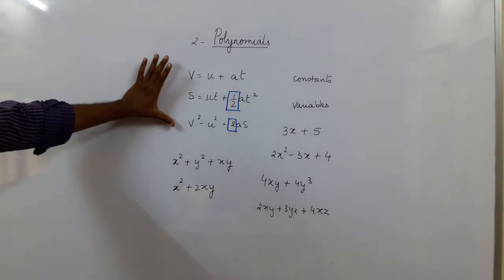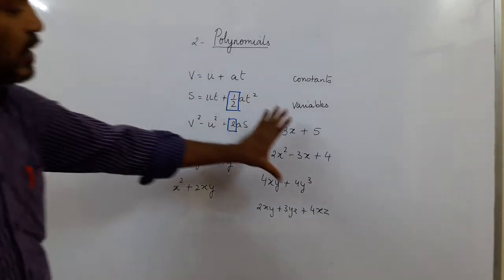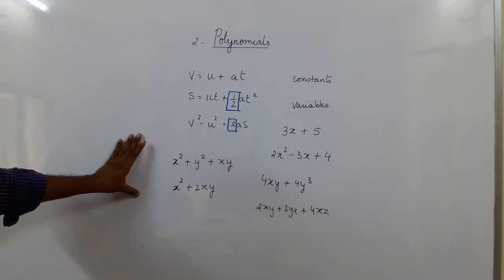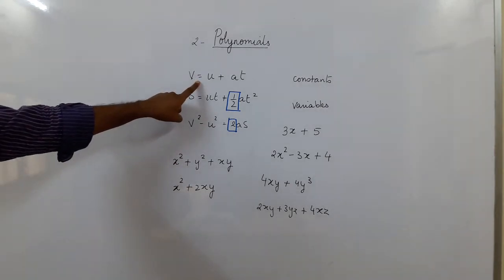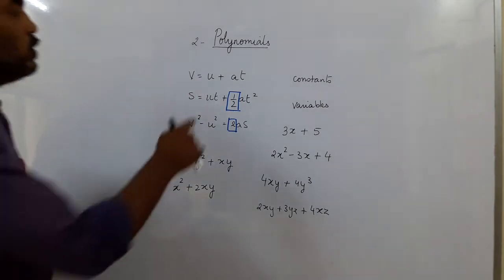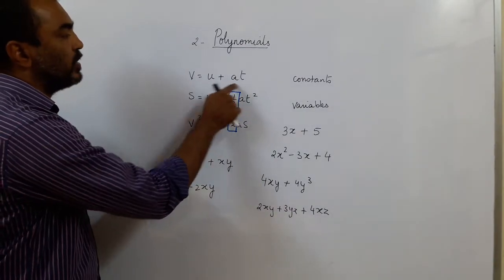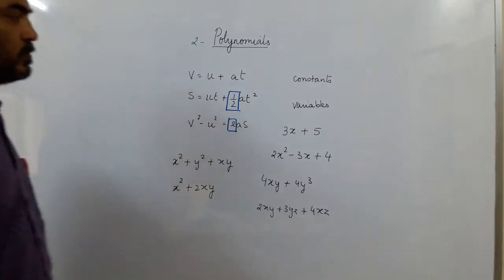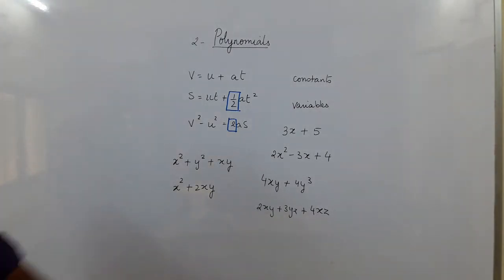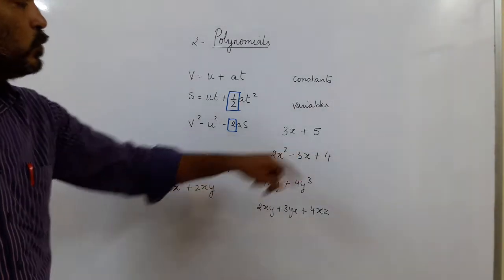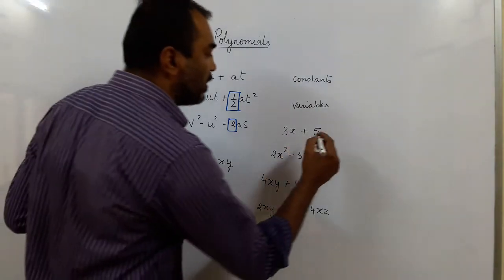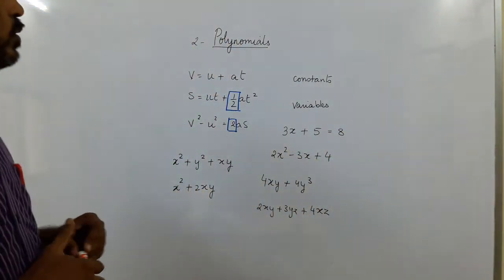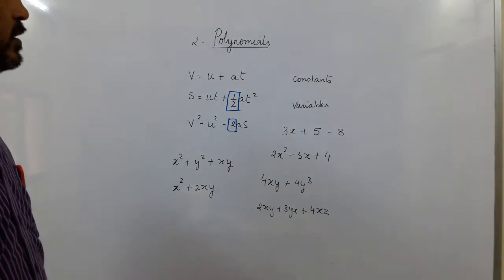Now this I called equations. This I called polynomials. What difference can you see? You can see this equal to sign. So when you have got an equal to sign, it is called an equation. Otherwise it is just called a polynomial. So if I want to change this polynomial into an equation, I can write 3x plus 5 equal to 8.